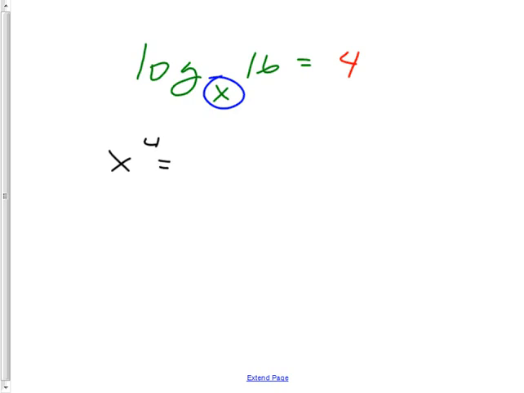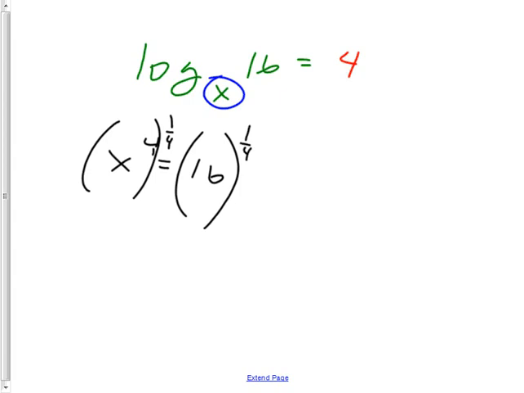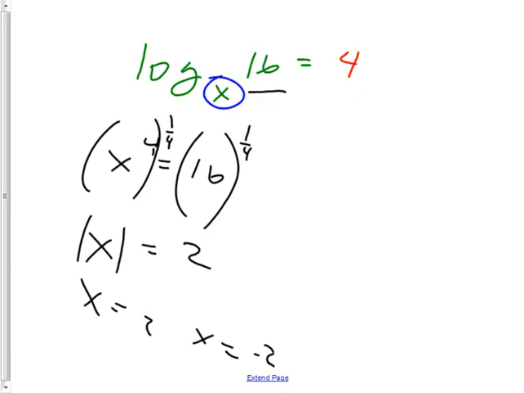All right, you should be saying x to the 4th equals 16. Put it to the 1/4. So, wait a minute. Do I have to do that absolute value thing in this situation? Yes, you do, because it's an even number. If it's an even root, like a 2, a 4, a 6, or an 8, you have to do the absolute value thing. So it's the absolute value of x equals 2, and therefore there are two answers, x equals 2 and x equals negative 2, and that negative 2 gets thrown out because you can't have a negative in that position.